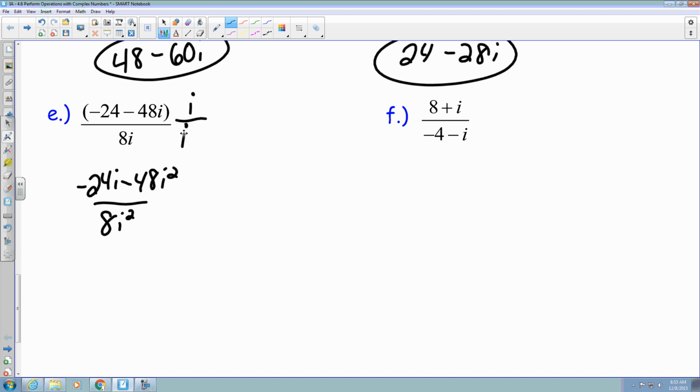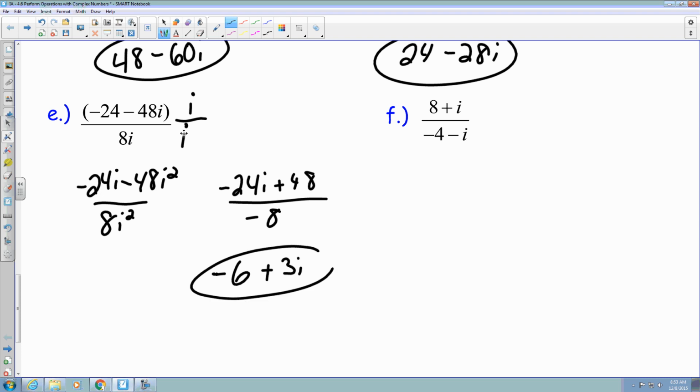Now remember, the i squared for both of these is going to be a negative 1. So that's going to be negative 24i, and then negative 48 times negative 1 is a positive 48, and it's all divided by 8 times the negative 1, which gives me negative 8. I can simplify this because 48 divided by negative 8 gives me a negative 6. That's my real number term. And then negative 24i divided by negative 8 gives me a positive 3i.